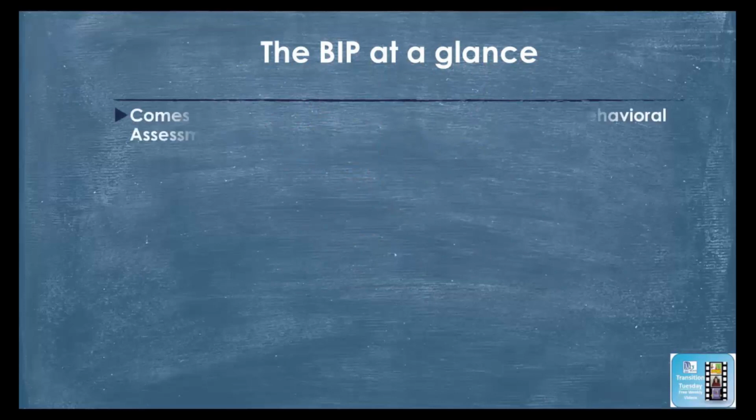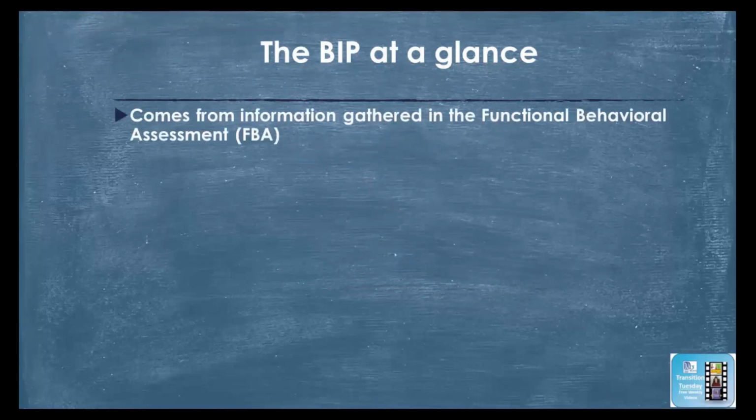The BIP is written from information gathered by the Functional Behavioral Assessment, or FBA. An FBA focuses on identifying the function or purpose behind the child's behavior. Usually it involves looking closely at a wide range of child-specific factors, such as social and environmental.